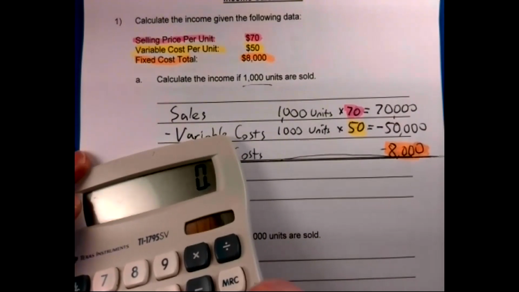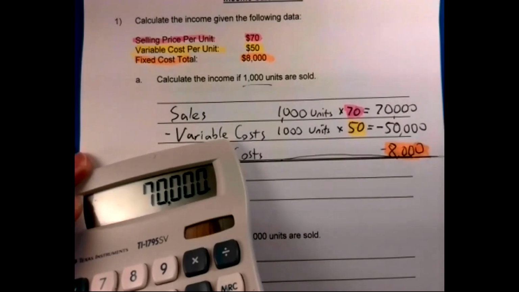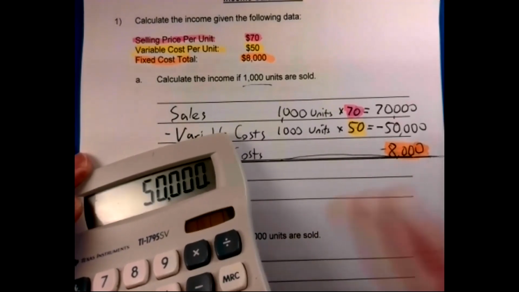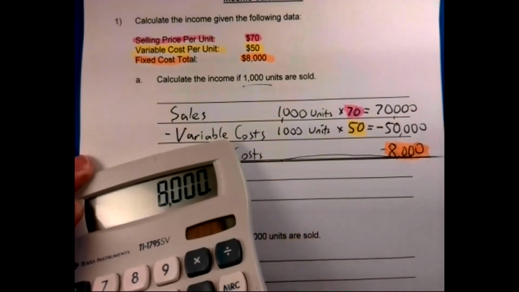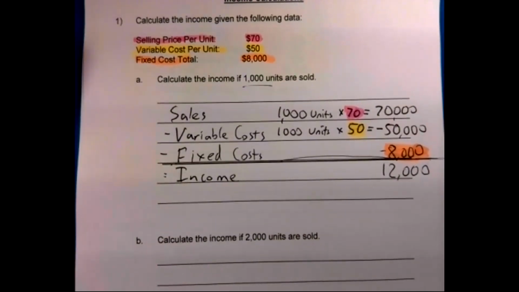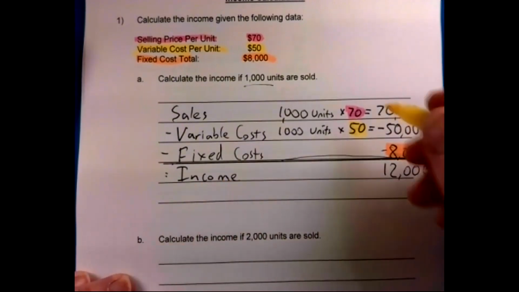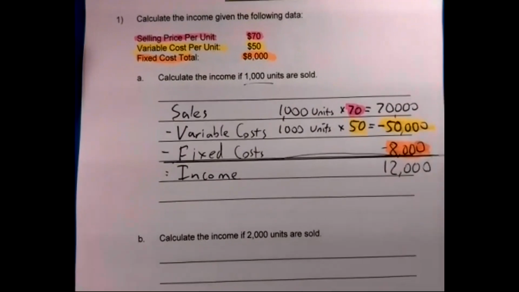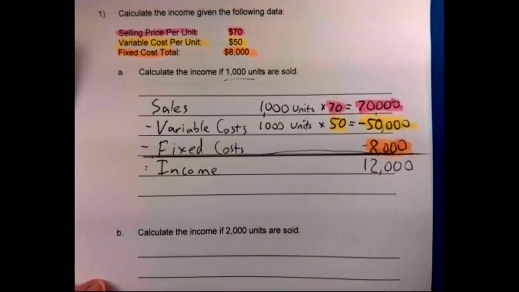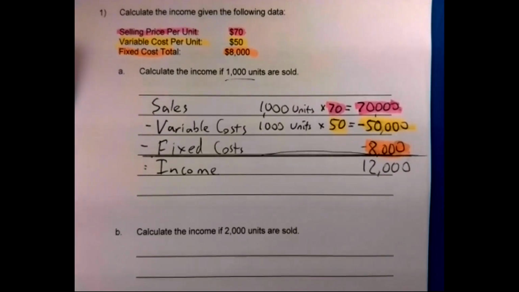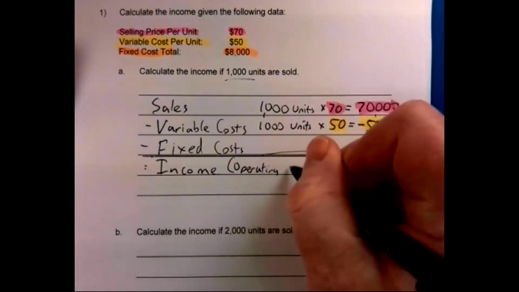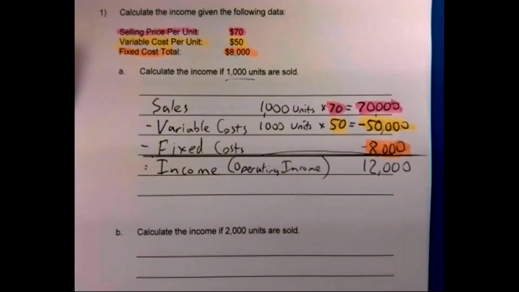Okay, so this will be 70,000 minus 50,000 minus 8,000. So 12,000 will be our income. They usually call that the operating income, but sometimes it's called income. So it's the income. Sometimes it's called operating income.